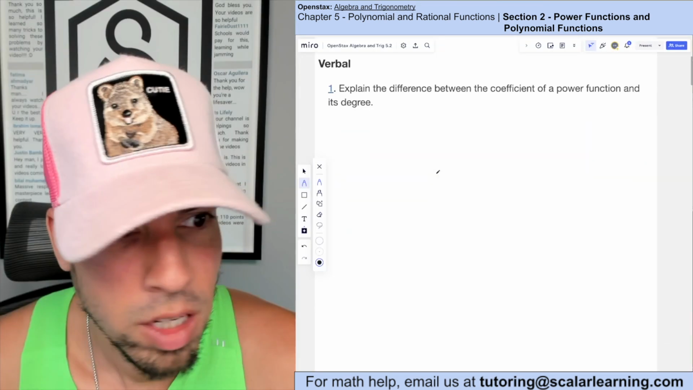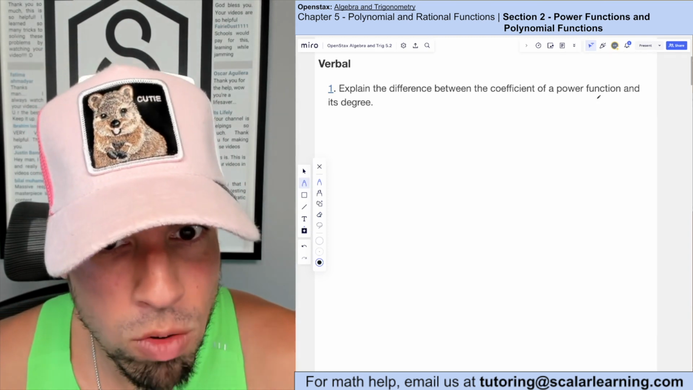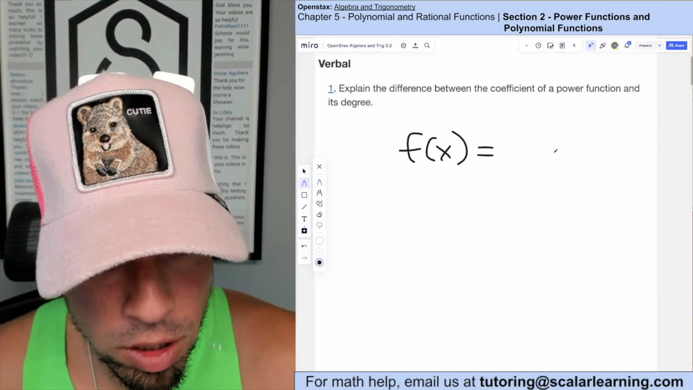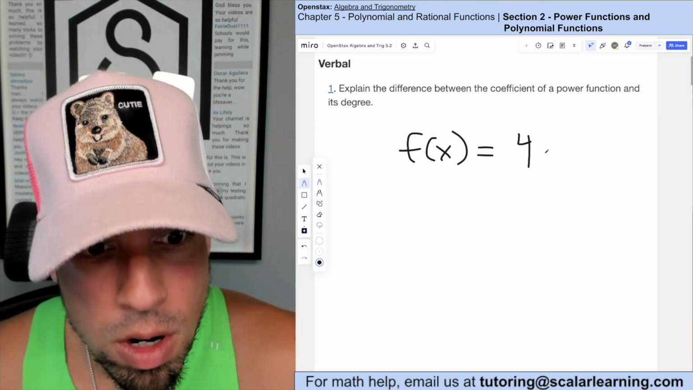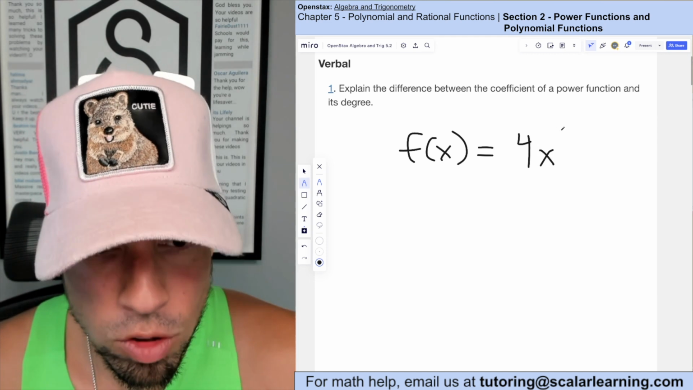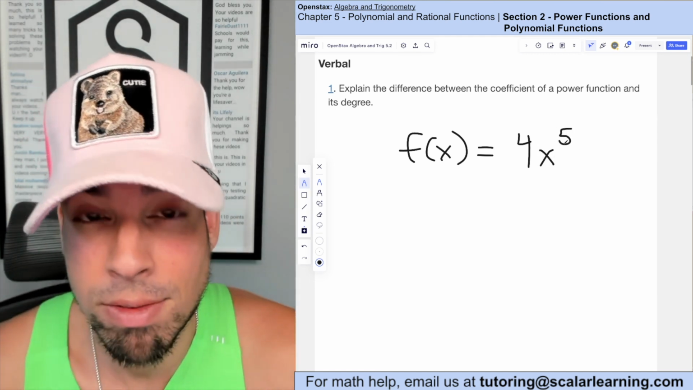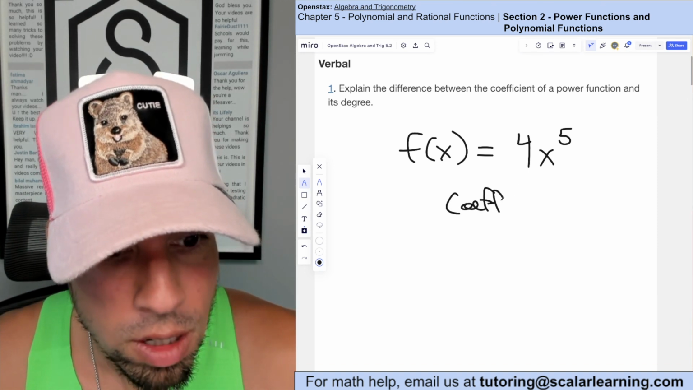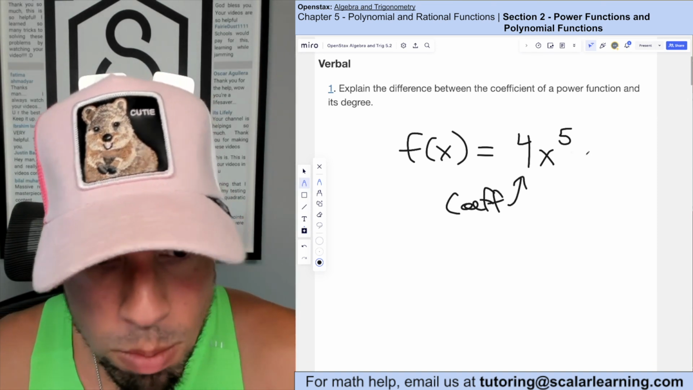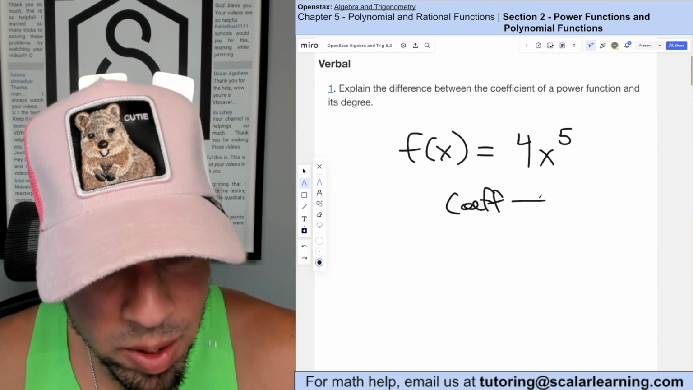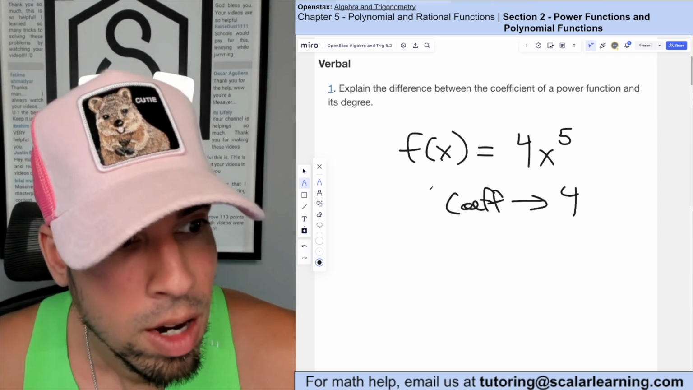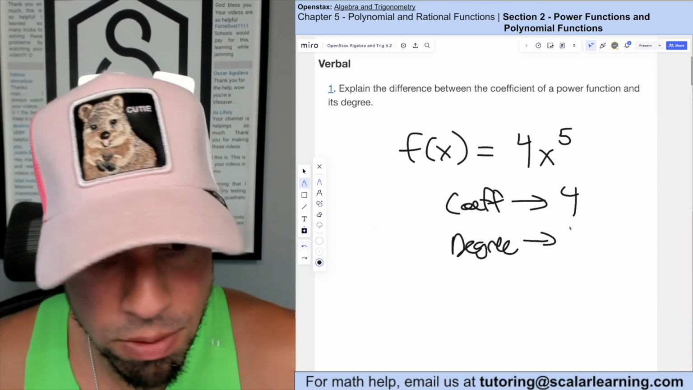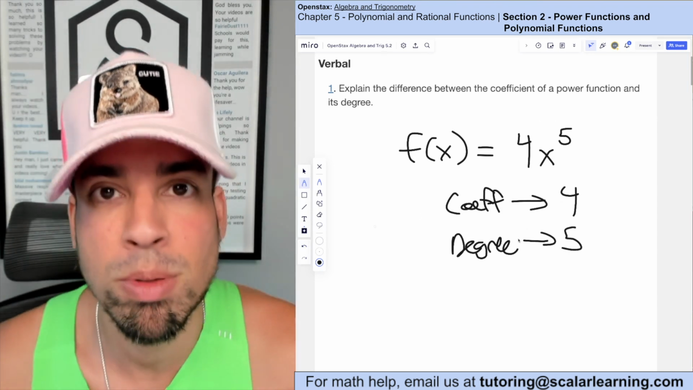Let's do it. Explain the difference between the coefficient of a power function and its degree. So let's say we have a power function here, again, where we have a constant 4 and then a variable raised to a certain power. Let's say to the 5th. So this is a nice example of a power function. The coefficient is that value that's multiplying the leading term, right? So the coefficient in this case is 4, and then the degree is the value of that exponent, right? So this is a 5th degree, so the degree would be 5, boom, done.